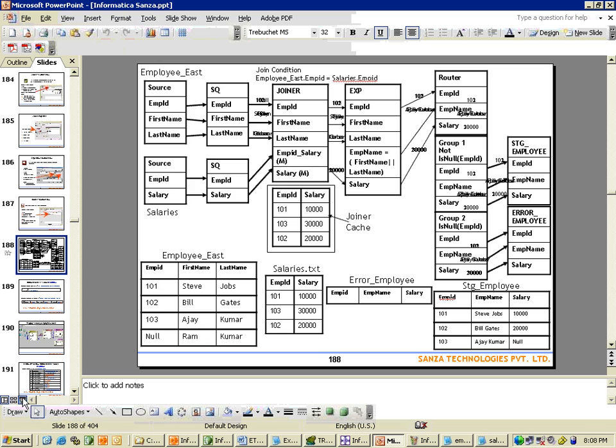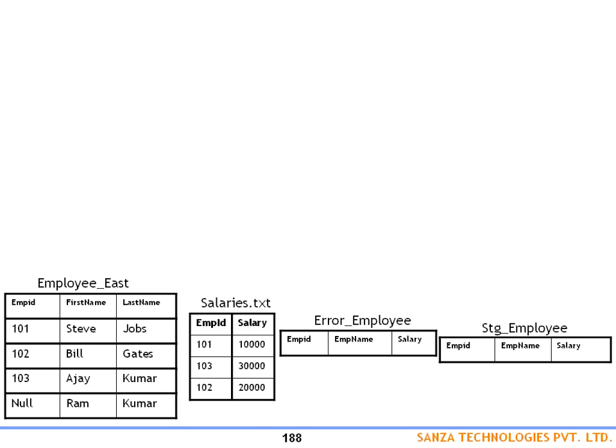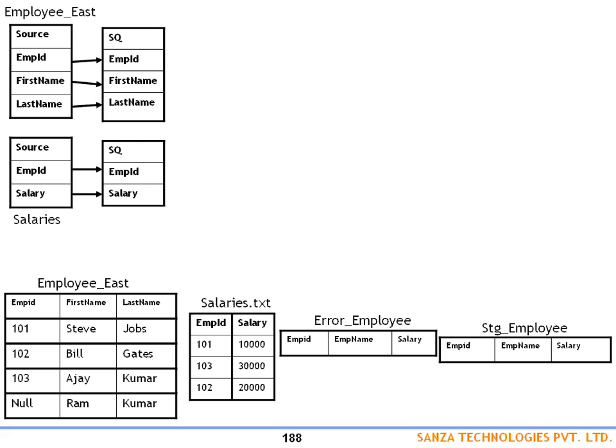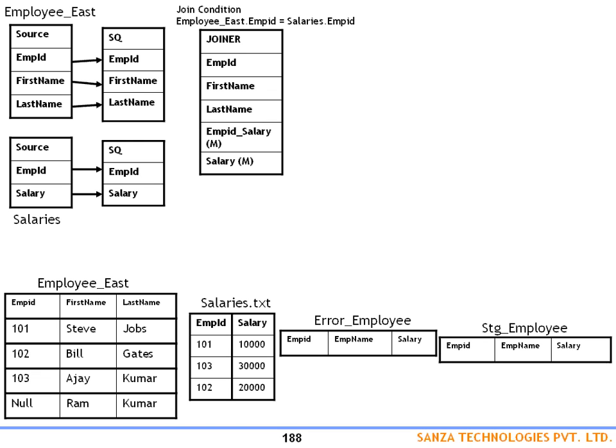Now, let us look at it from a mapping perspective. When you have executed this session through that workflow, what happened? That's what I want to show you, and let us discuss why it has not loaded. So you have employees file and salaries file, two source qualifiers, then you join them in the joiner transformation. Employee ID coming from your east is equal to employee ID of salaries, that is the condition you have specified in the joiner transformation.